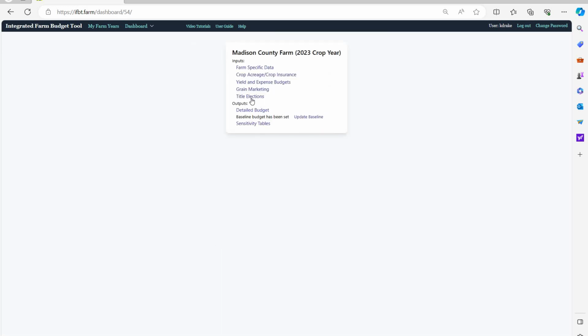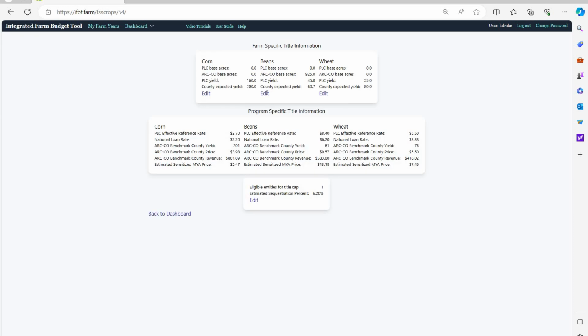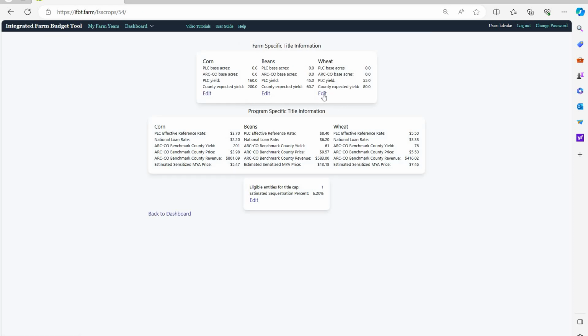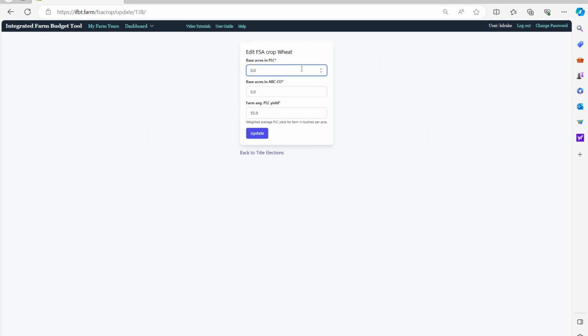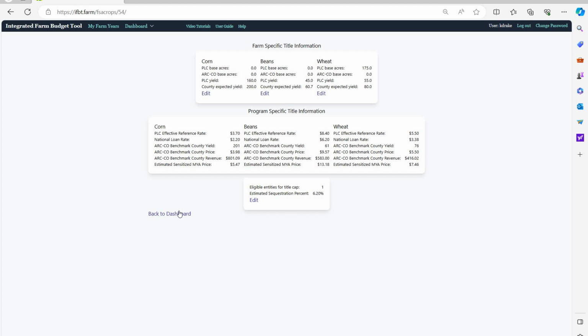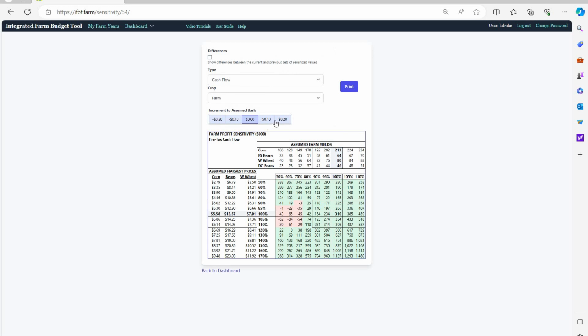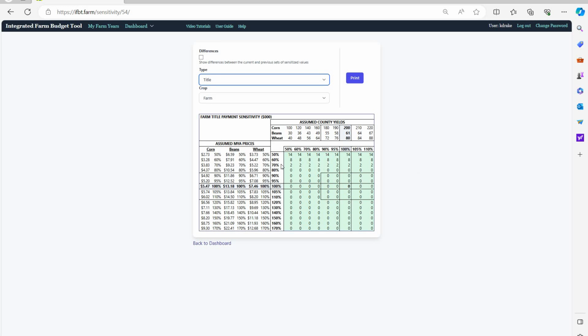Finally, we're going to go back and finish up with wheat. You're getting an understanding of how to go about this now. We're going to zero out the beans because we're going to look at wheat independently. Put our 175 acres first into PLC. Back to the dashboard, run our sensitivity tables. And now look at title only. It's going to be our wheat payments. And they start to trigger at the 70% level, so a little closer in for wheat for PLC.